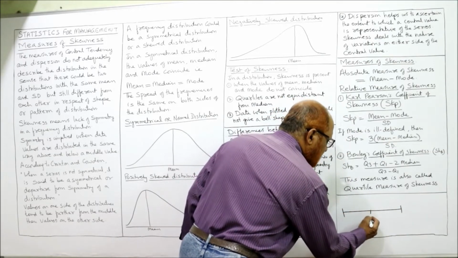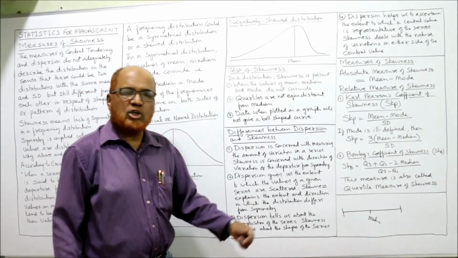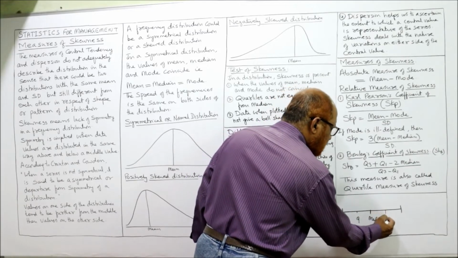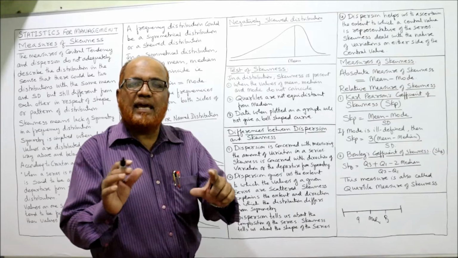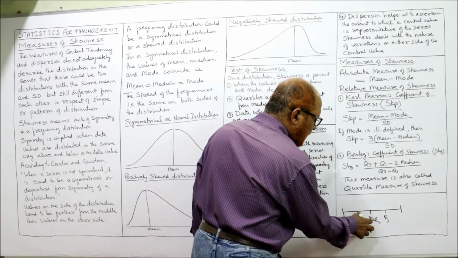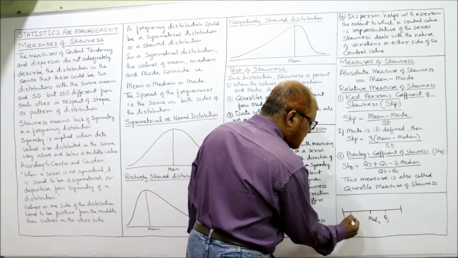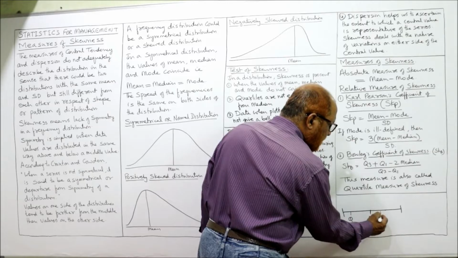The central value is the median. Now Q1 will be on the left side, here Q1, here it is Q3, the lower quartile and the upper quartile. Now the area from the median to Q1, suppose it is this much, whereas the area from median to Q3 is this one.